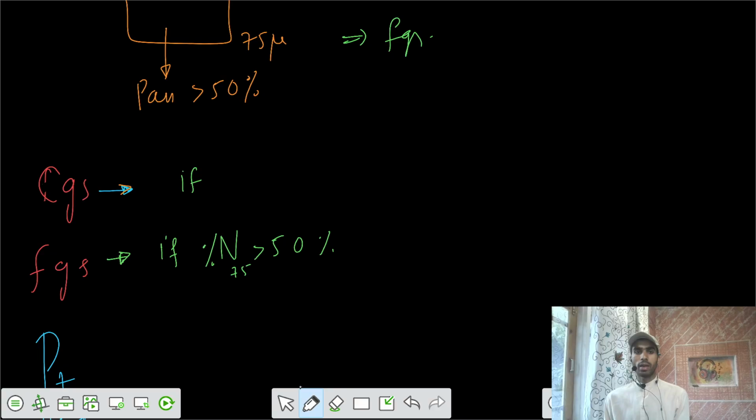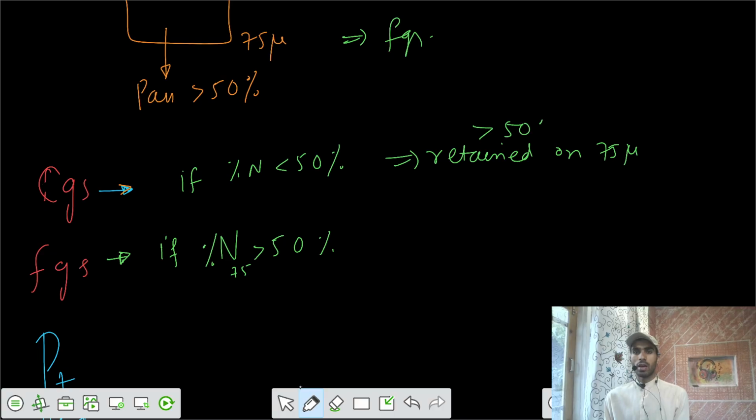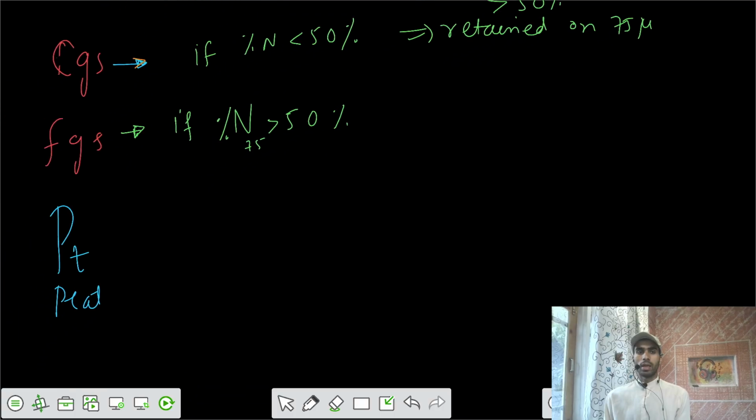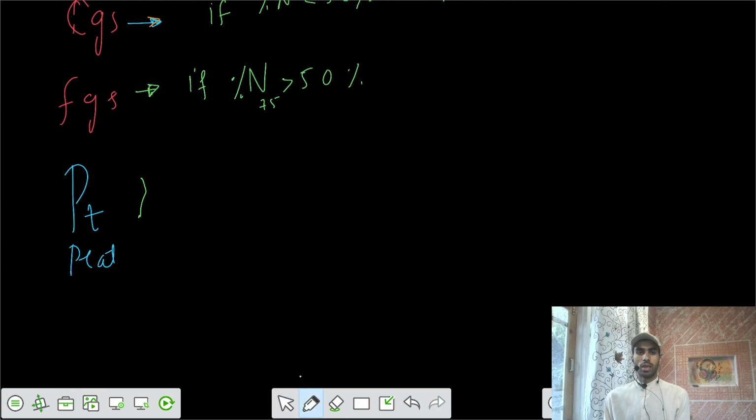And here we can write: if percentage n is less than 50%, that means they are retained on 75 micron. That means more than 50 percent of the total solid particles are retained on 75 micron. That's your coarse grain soils. Okay, third one is that if the soil is having high organic content, organic matter, then we write it as peat category.